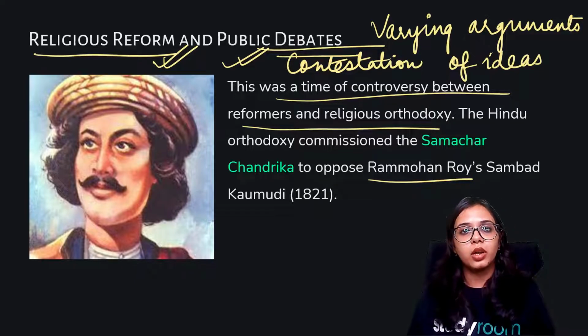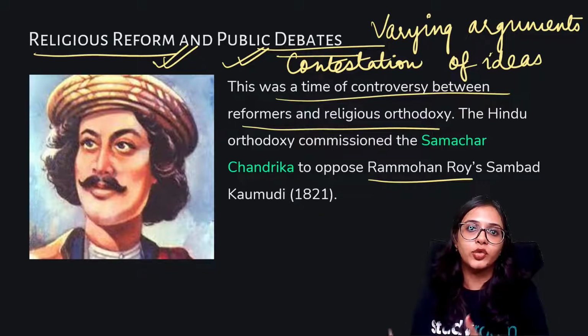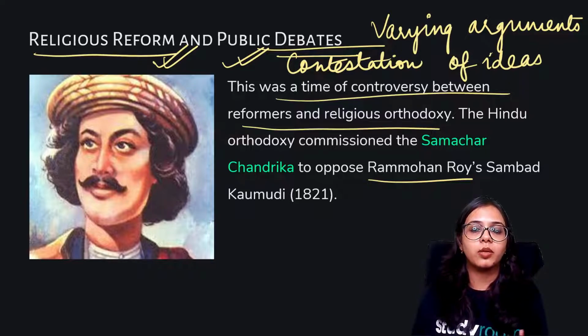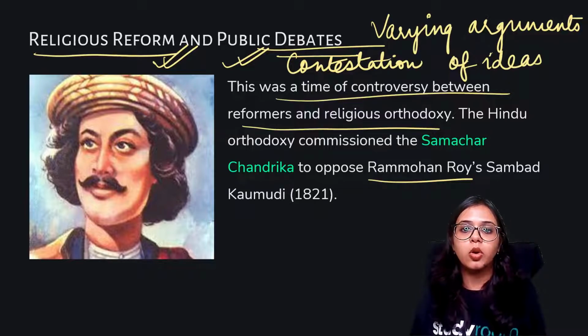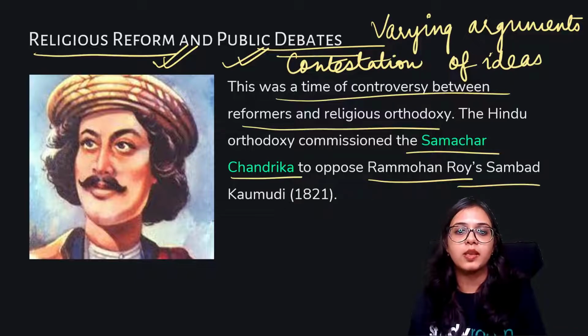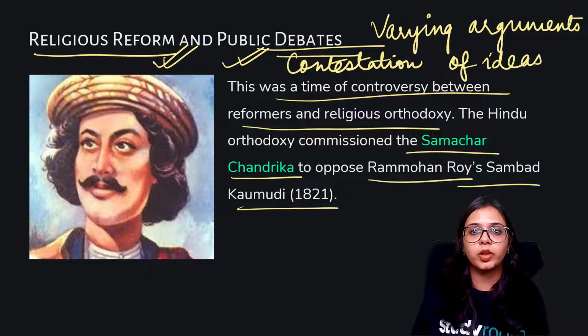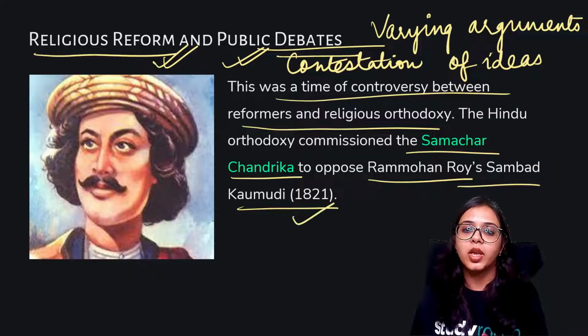They were writing their own viewpoints, and if they were too revolutionary, then they were being prohibited. The Hindu Orthodoxy commissioned the Samachar Chandrika to oppose Ram Mohan Roy's Sambad Kaumudi. So Ram Mohan Roy was always for the upliftment of women, for the upliftment of the lower caste people, the workers who were poor. And because he was writing for them in his newspaper, that was being contested by the Hindu Orthodoxy system, the Samachar Chandrika.